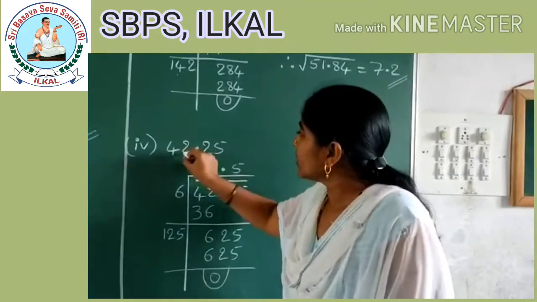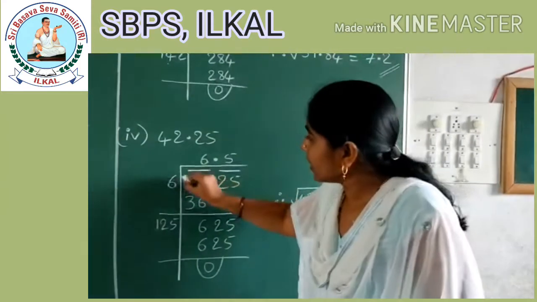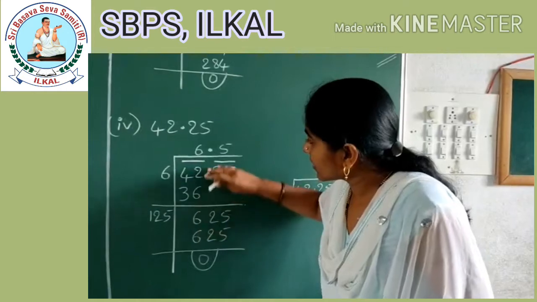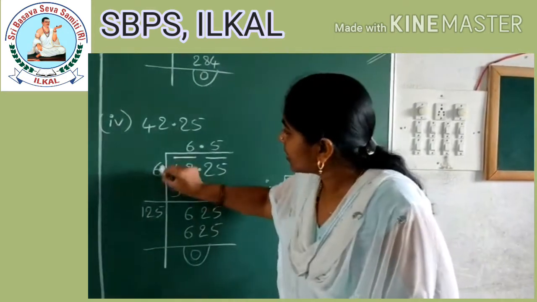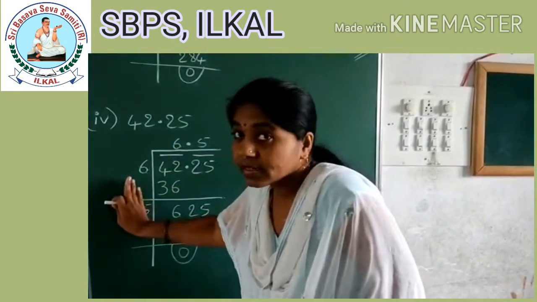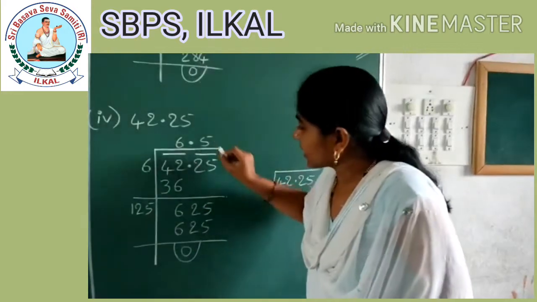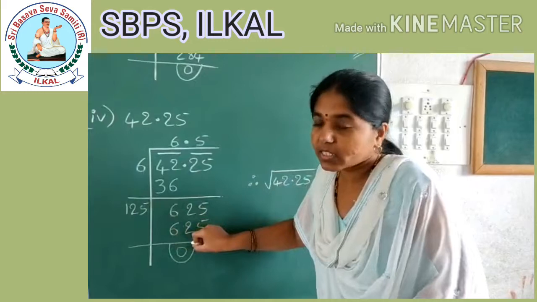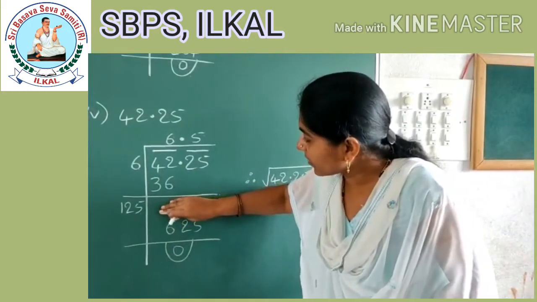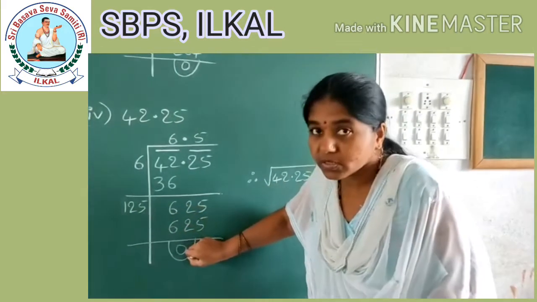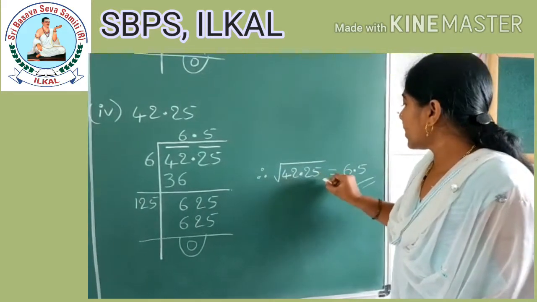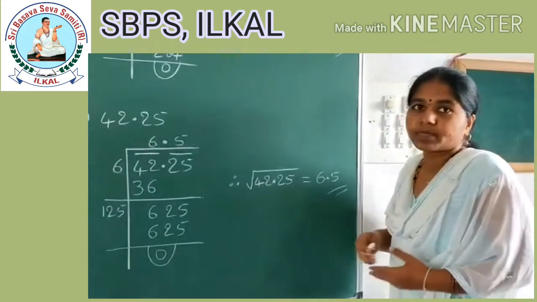Next one, 42.25. Here 6 sixes are 36. 42 minus 36 is equal to 6. Next two digits we have to consider. 6 plus 6 is 12, children. Okay, the next square is 5 fives are 25. 12 fives are 60 plus 2 is 62. So 625 minus 625 is equal to 0. Therefore, the square root of 42.25 is equal to 6.5.